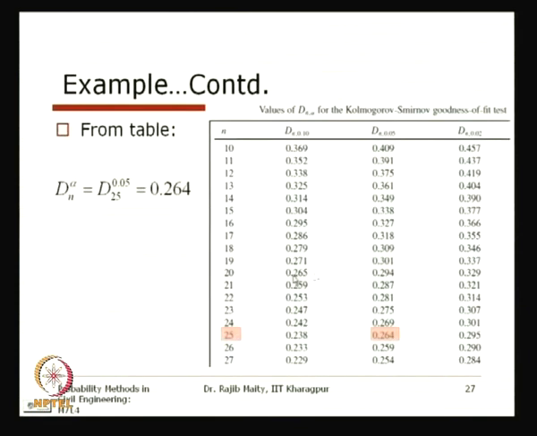Now, if you see this table, these are the values of the KS test, the goodness of fit test. For different n, where n is listed in the first column, 10, 11, 12 like this, the second column is your alpha, 0.05. This kind of table is available in any standard textbook. Here the value highlighted for n equals 25 and alpha equals 0.05 is 0.264. So, from this table we have picked up the critical value of the test.